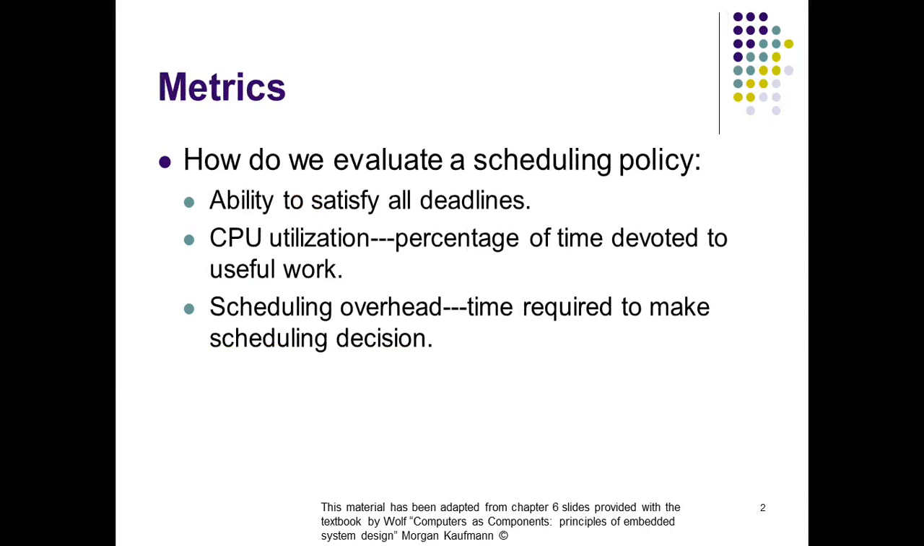So, how do we evaluate a scheduling policy? If we're talking about a real-time system, the number one thing that we care about is, do we meet our deadlines? If you don't meet your deadlines, then your real-time system is not acceptable, basically. And if you do, then it's great. Two other important metrics to know are the CPU utilization. We've talked about this a bit.